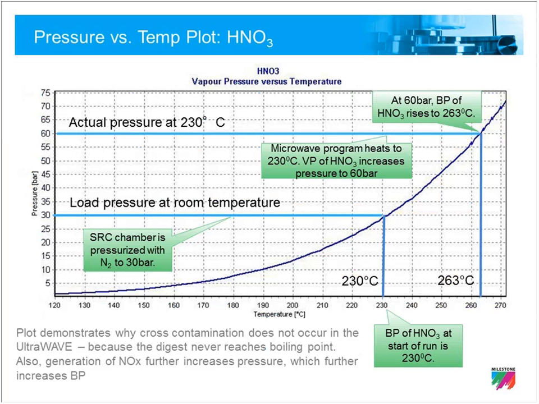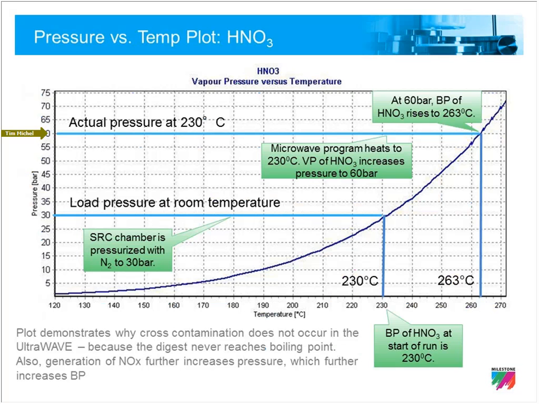Just a quick plot to show you why we pressurize that system. So you all know nitric acid at ambient pressure boils at a temperature of about 100 or 110 degrees C. Now nitric acid under a pressure of 30 bar boils at 230 degrees C. And of course, during your digestion process, you're also creating additional pressure, NOx gas, CO2 gas, chlorine gas possibly, as well as just the vapor pressure of the acids at elevated temperatures.